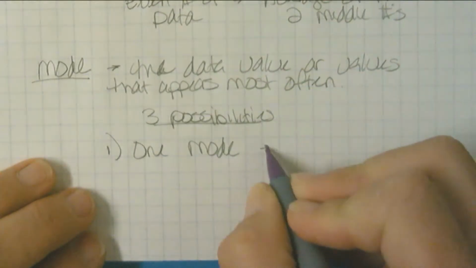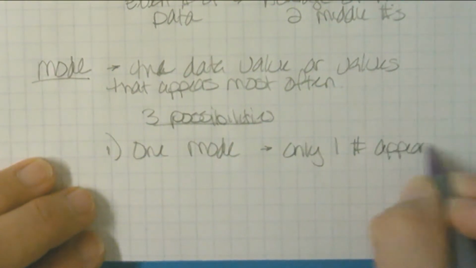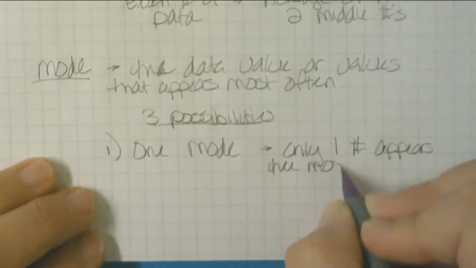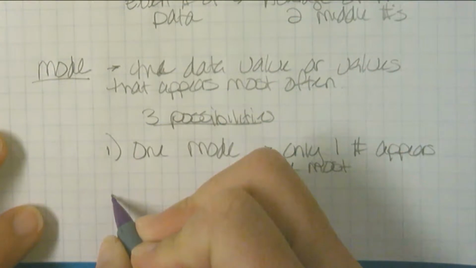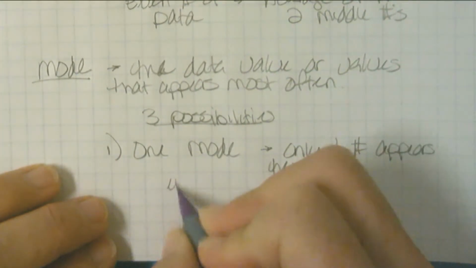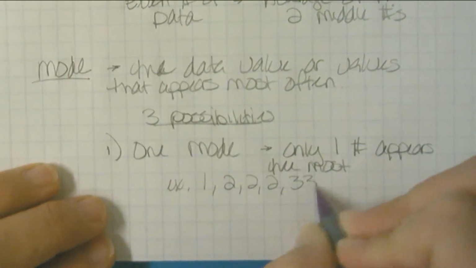All right, so the first one is we have one mode. That's when only one number appears the most. And it's not that it repeats only. It has to repeat the most. So if I have 2, 2, 3, 3, 4, 4, 5, 5, 5, then 5 repeated the most. It's not that the others didn't repeat. 5 repeated the most. Okay? So this would be something like, for example, 1, 2, 2, 2, 3, 3, and then 4.